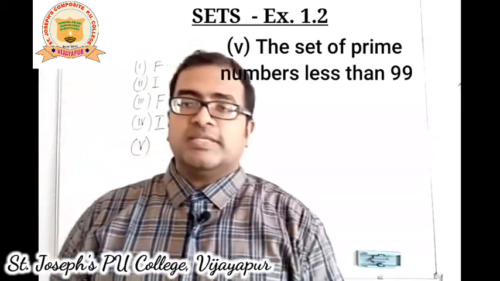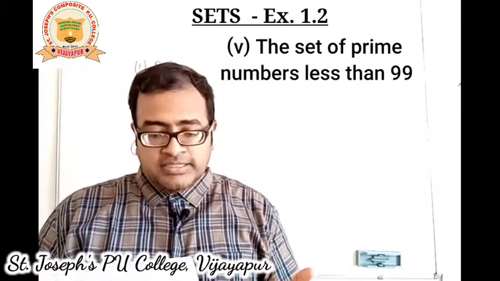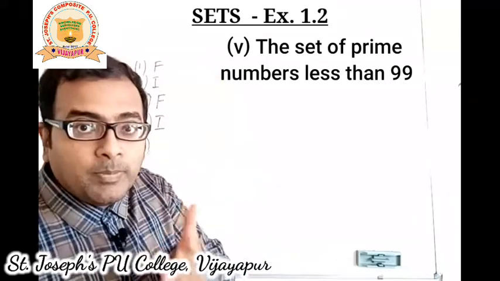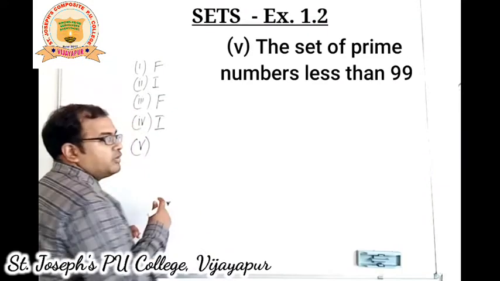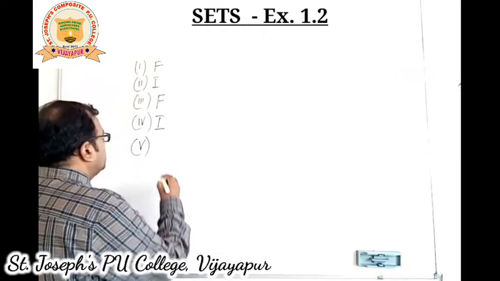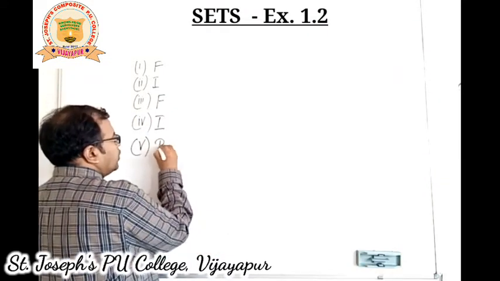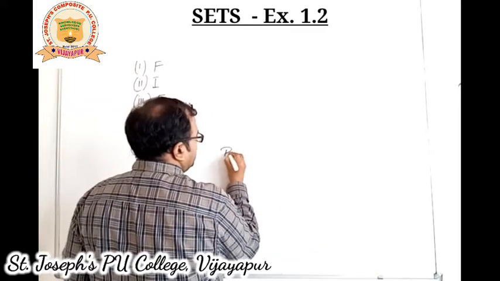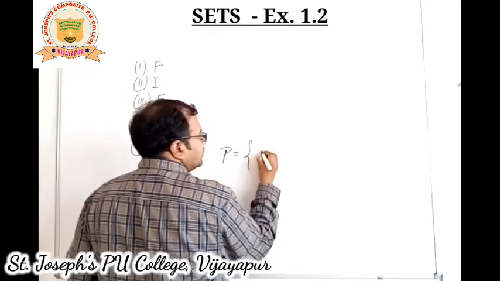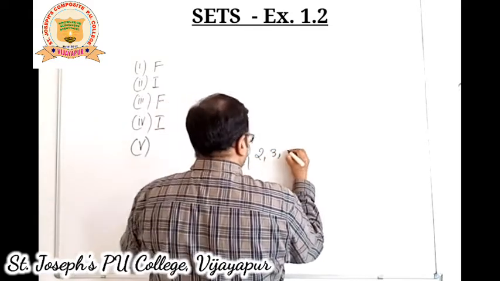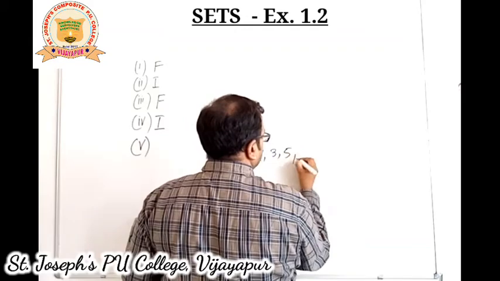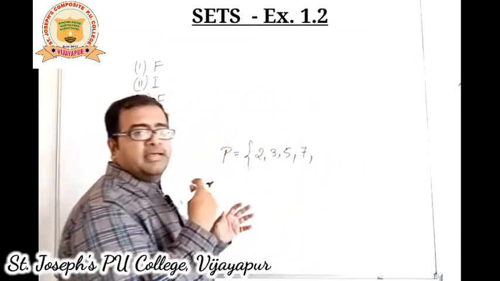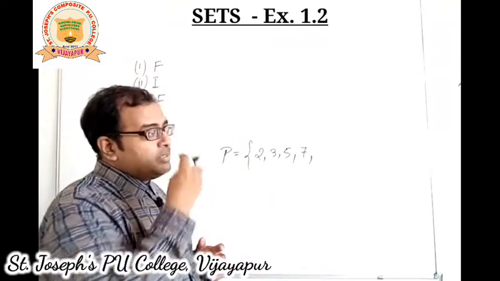Next, let's go to the fifth sub question. The fifth sub question says the set of all prime numbers less than 99. If you just make a note of all the prime numbers, I'll call the set P. P, prime numbers, starts with 2, 3, 5, 7, and continues 11, 13, like that it goes on. What is the last prime number below 100?